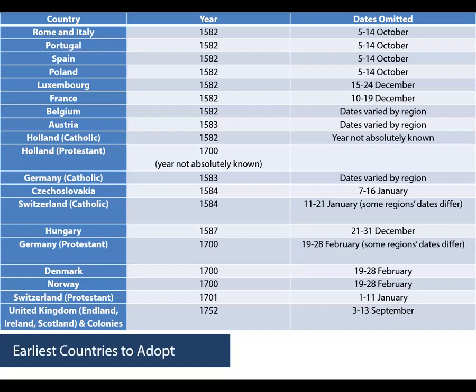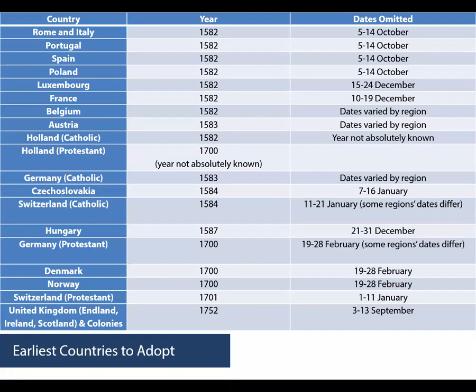For Luxembourg, they're a little bit later, and they are going to omit the 15th to the 24th of December. And France is going to omit the 10th to the 19th. Now, Belgium and Austria adopted in 1582 and in 1583. However, the actual date of adoption for the various areas of what we consider today present-day Belgium and Austria are going to vary slightly by region.